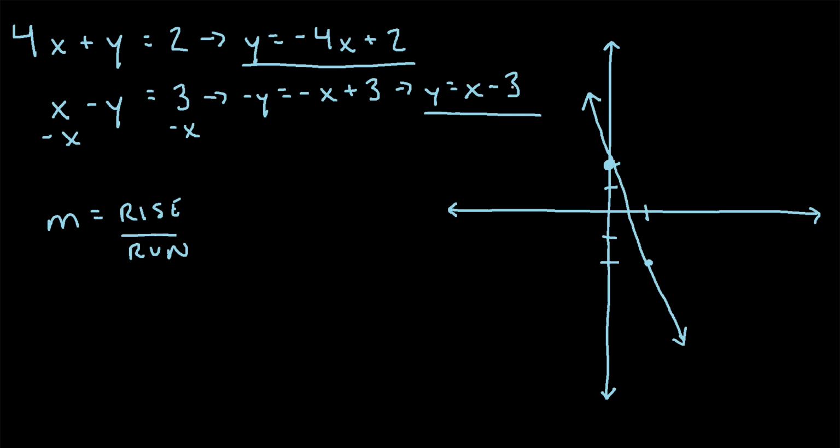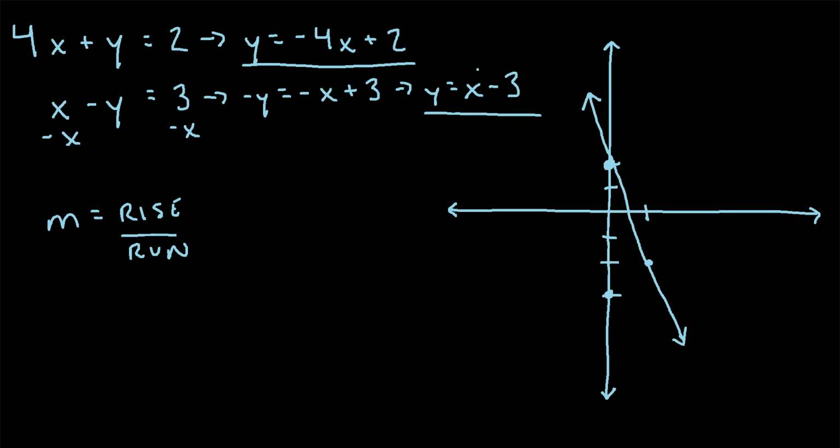And now we need to do the same thing with this next equation. So y equals x minus 3. So again, let's find the y-intercept. When x is equal to 0, we can see that the right-hand side is 0 minus 3, which is negative 3. So that'll be right about here. So I'll put a little dot right there.